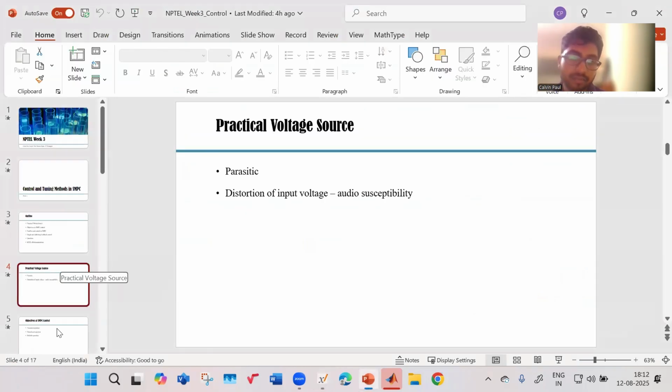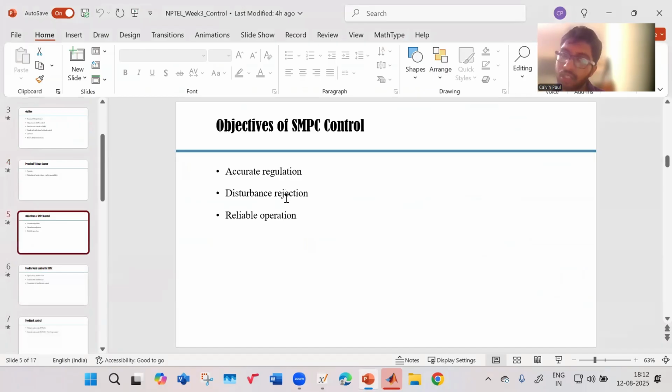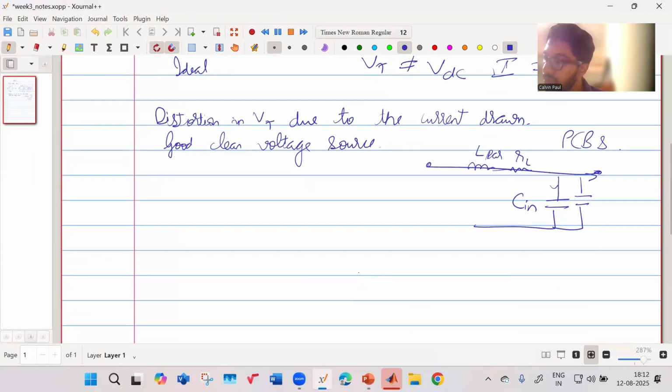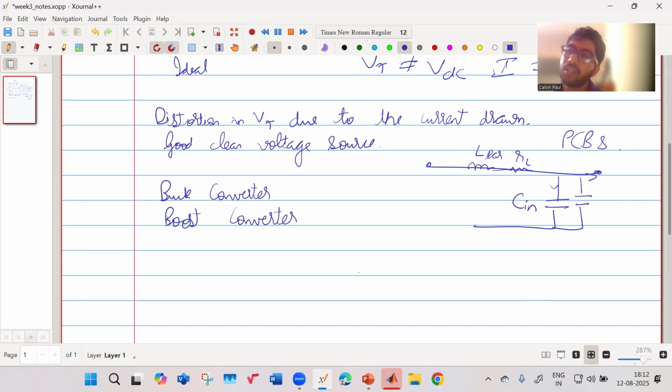So next we'll consider what the objectives of a switch mode power converter are. Why do we use switch mode power converters? You have heard about the buck converter, right? You have heard about the boost converter. The buck converter is required when you want to step down the voltage. The boost converter is needed when you want to step up the voltage.